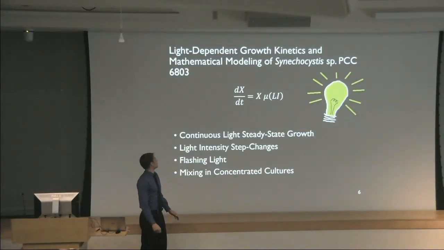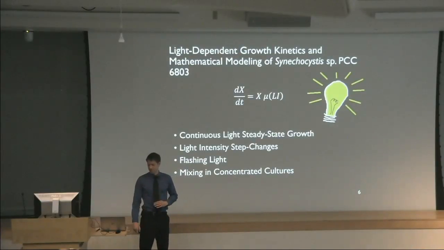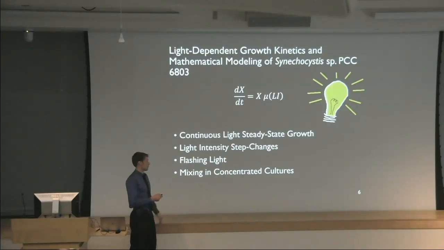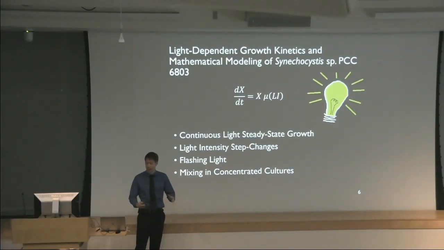So as I said earlier, the title of my dissertation is Light-Dependent Growth Kinetics and Mathematical Modeling of Synechocystis Species PCC6803. Now, a mathematical model is a very useful tool in interpreting microbial kinetics. What it does is use mathematical representations of biochemical, chemical, and transport processes to understand what's going on. So in my work to understand light, I've looked at different changes in light intensity related to this series of experiments, and used mathematical modeling to interpret what's happening in these experiments.